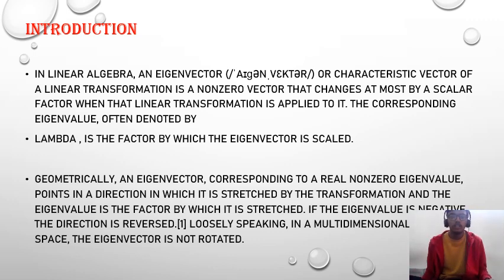Geometrically, an eigenvector corresponding to a real non-zero eigenvalue points in a direction in which it is stretched by the transformation, and the eigenvalue is the factor by which it is stretched. If the eigenvalue is negative, the direction is reversed. Loosely speaking, in a multi-dimensional space, the eigenvector is not rotated.